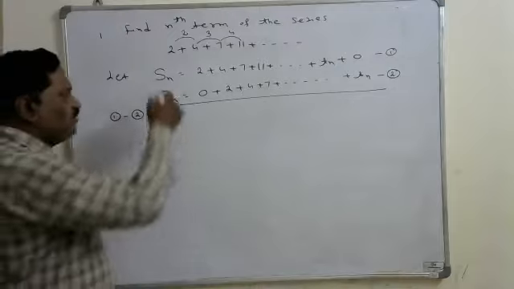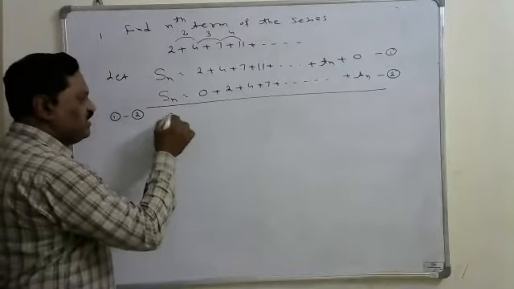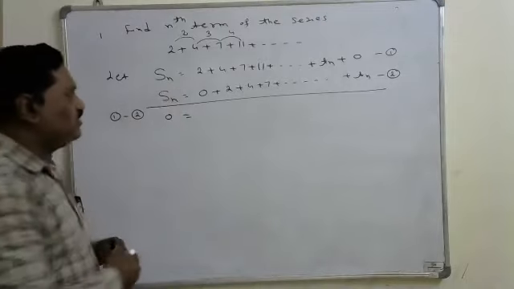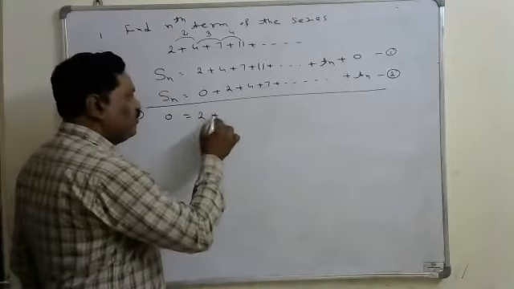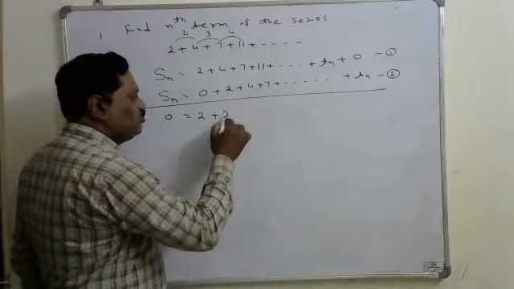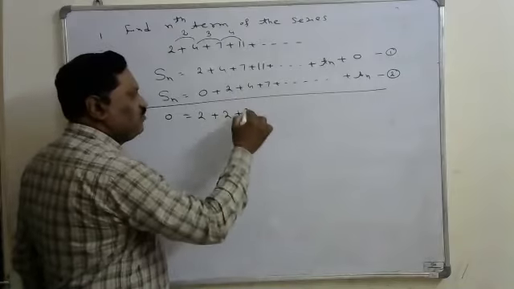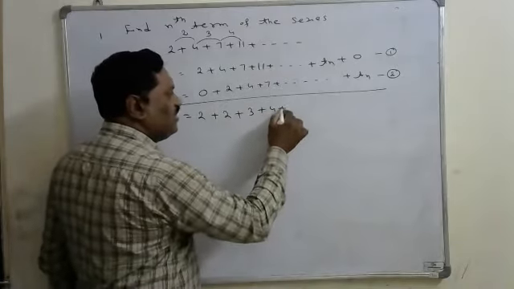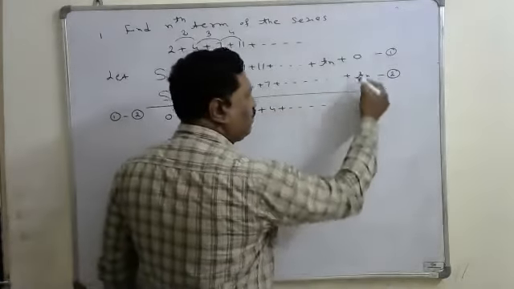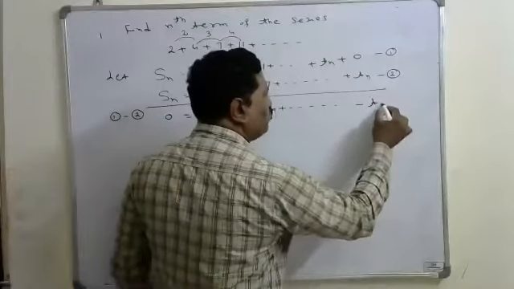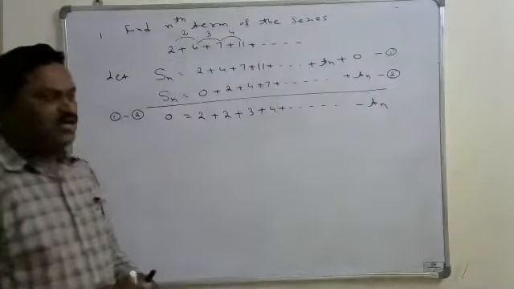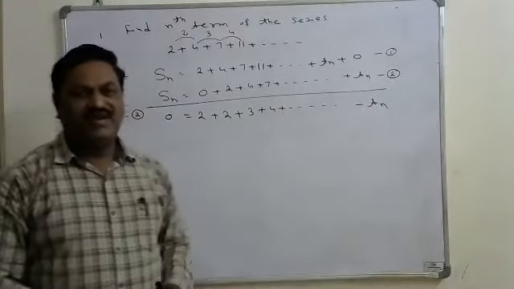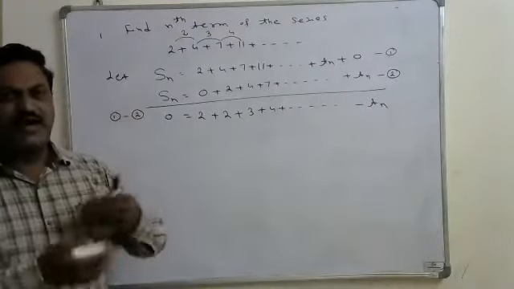If we subtract them, Sn minus Sn, which is 0, is equal to 2 minus 0, which is 2, plus 4 minus 2, which is 2, plus 7 minus 4, which is 3, plus 11 minus 7, which is 4, plus, etc. Lastly, the last term is 0 minus Tn, which is minus Tn. Like that, we subtract the terms term by term.